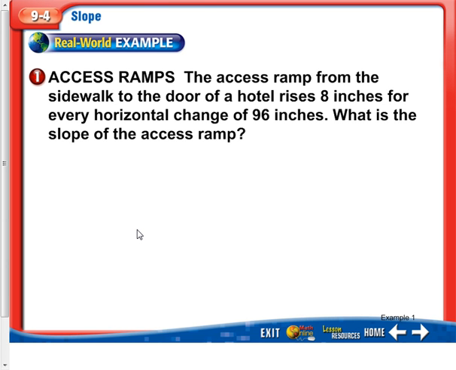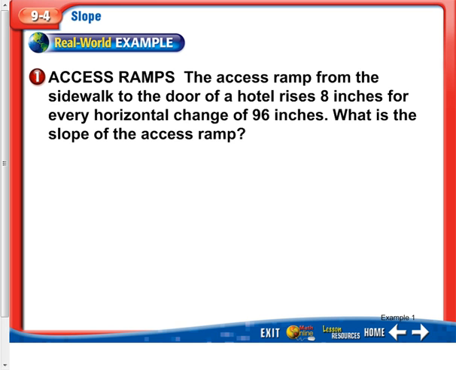In lesson 9-4, we'll be talking about slope. So, access ramps. The access ramp from the sidewalk to the door of a hotel rises 8 inches for every horizontal change of 96 inches. So what is the slope of the access ramp?